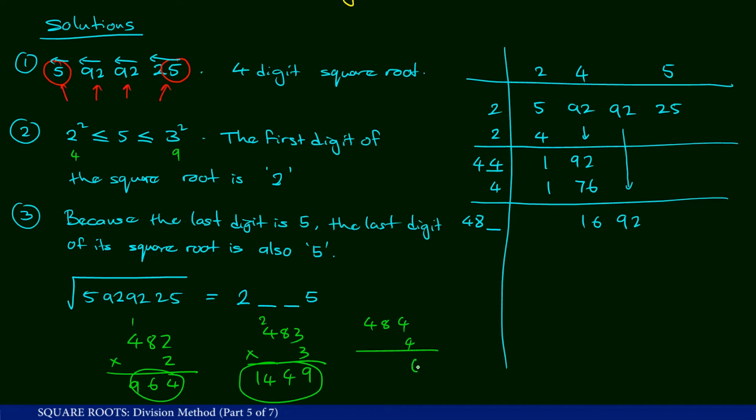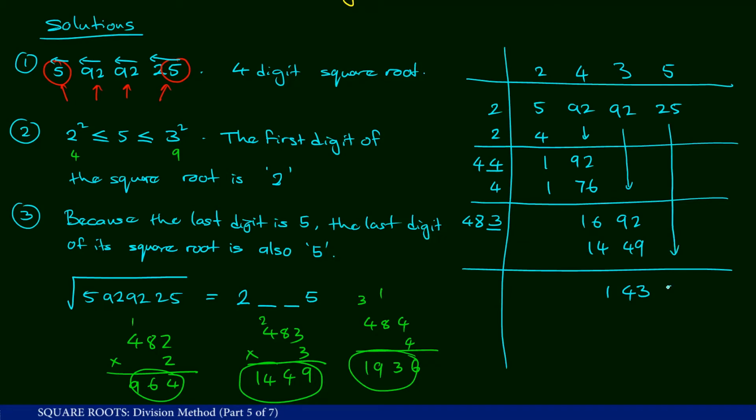So 4 times 4 is 16. 8 times 4 is 32. Plus 1 becomes 33. This is 3. 4 times 4 is 16. Plus 3 is 19. Okay, now it is already exceeding. So the next digit is going to be 3 here. So 483 multiplied by 3 is 1449. The remainder is going to be 243. So let's bring down 25.